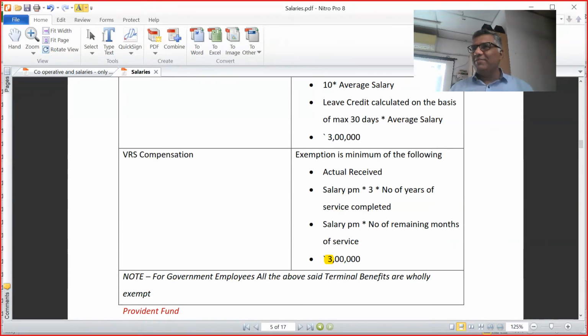Completed year of service is how many years you have been employed. Leave the fractions. That's what it means.